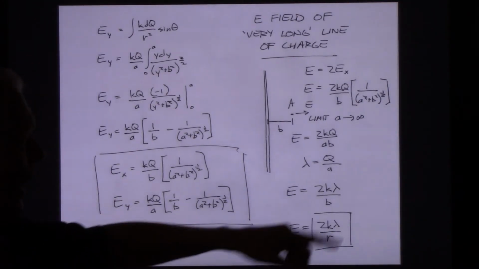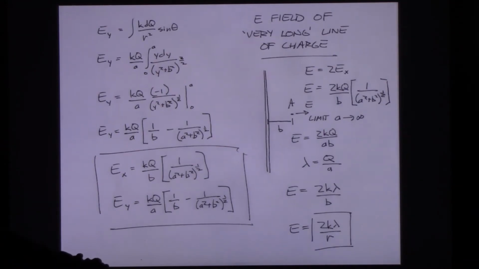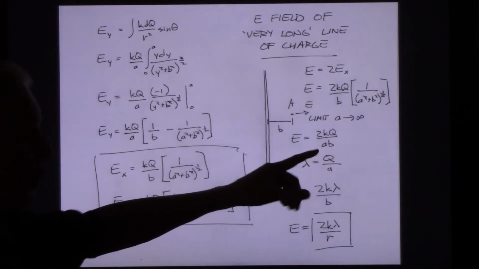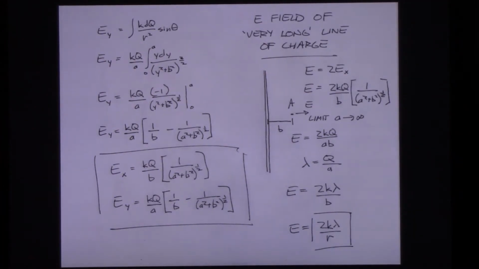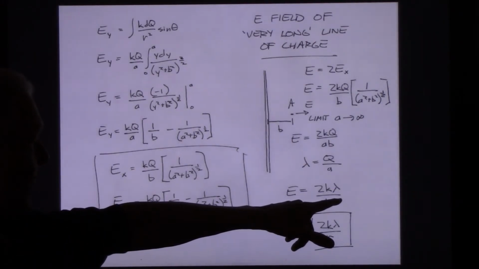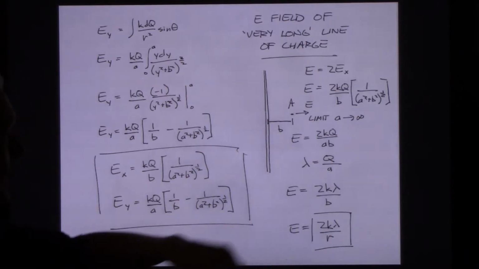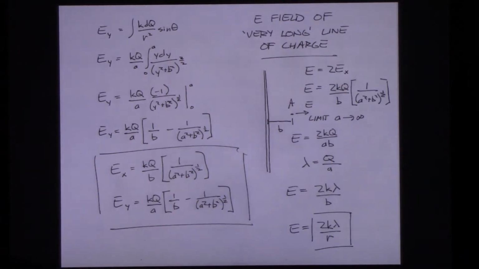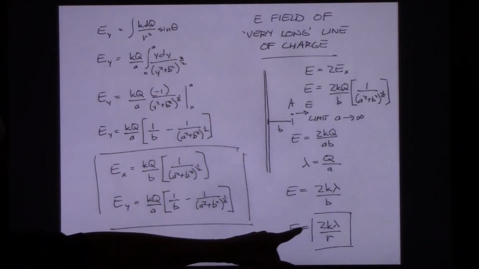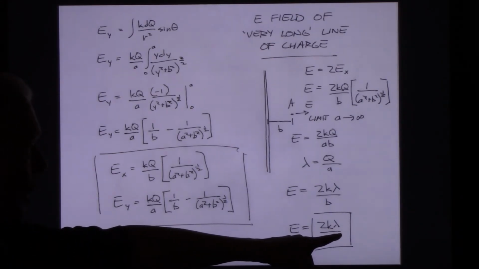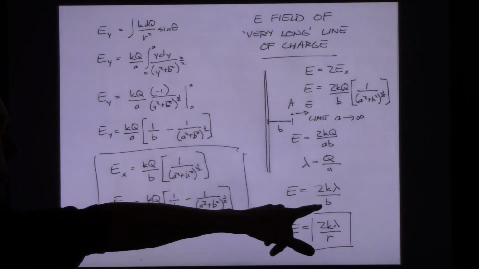So the idea now is I'm going to maintain the same charge per length. If I let a get really, really big, well, q gets really, really big too. Both a and q grow proportionally so that now I can calculate an E field. Now my formula is going to be workable because it's in terms of the charge per length. So this is it: 2k lambda, charge per length, divided by b.